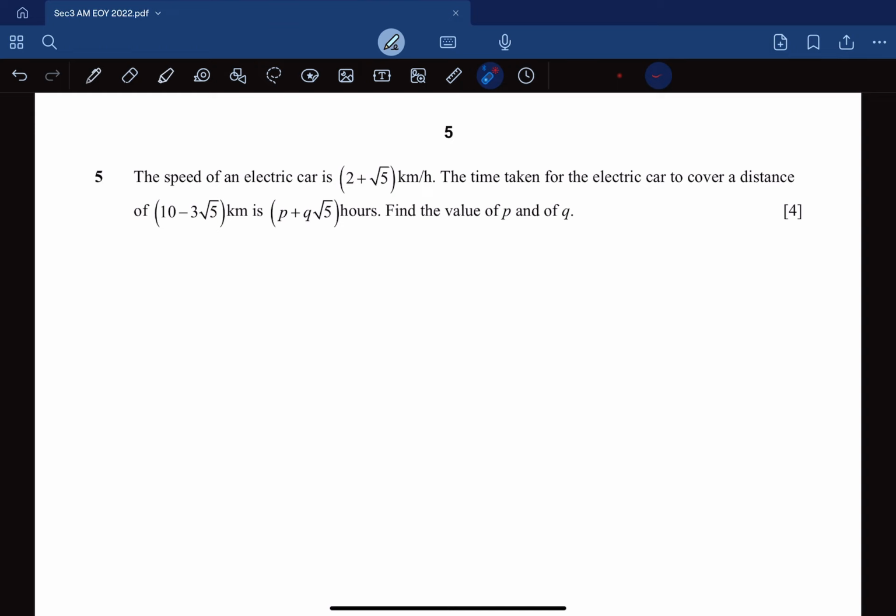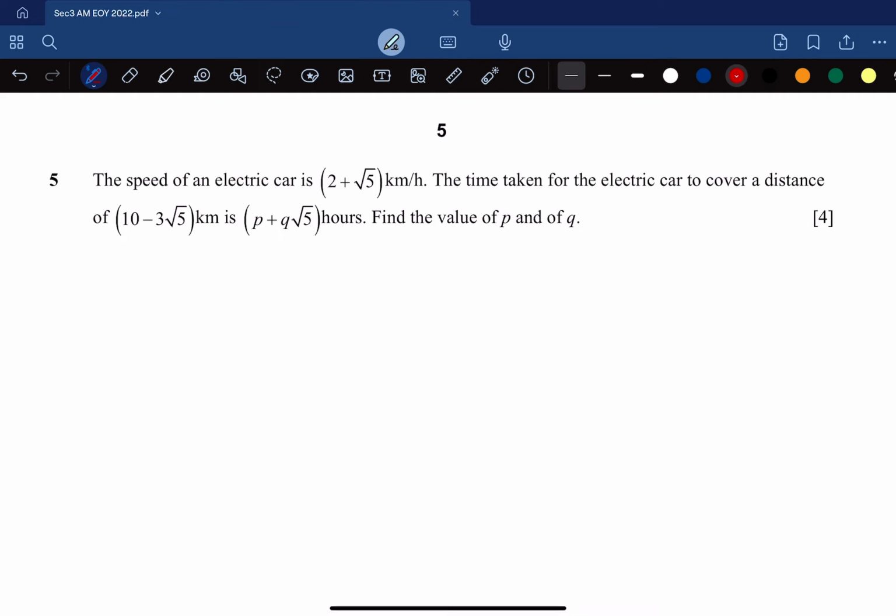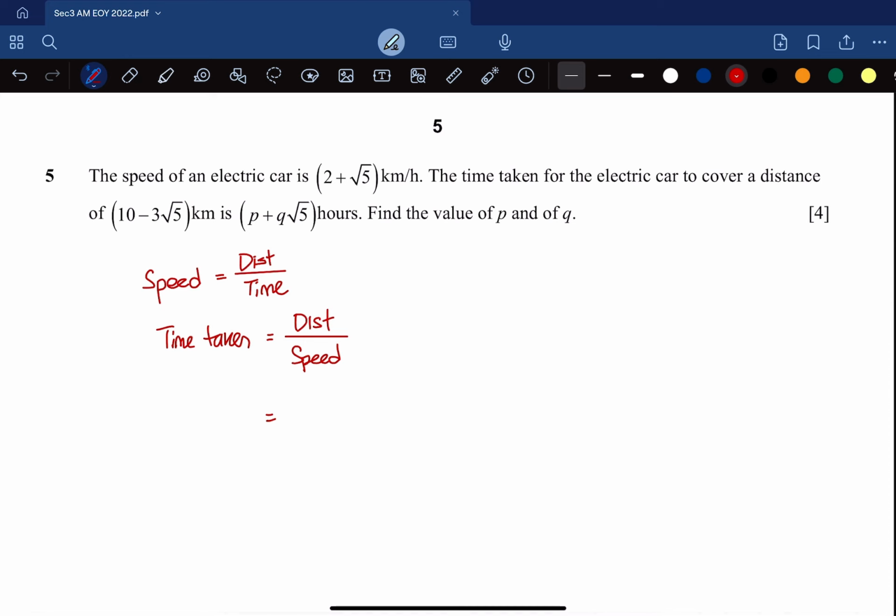Okay, so over here we must first recall our speed formula. We know that you learned this in primary school as well. Speed equals distance traveled over time. In this case, I want to find the time taken, which is this P plus Q root 5. So therefore, time taken is simply your distance divided by speed. The distance I know is 10 minus 3 root 5, over speed, which is 2 plus root 5.